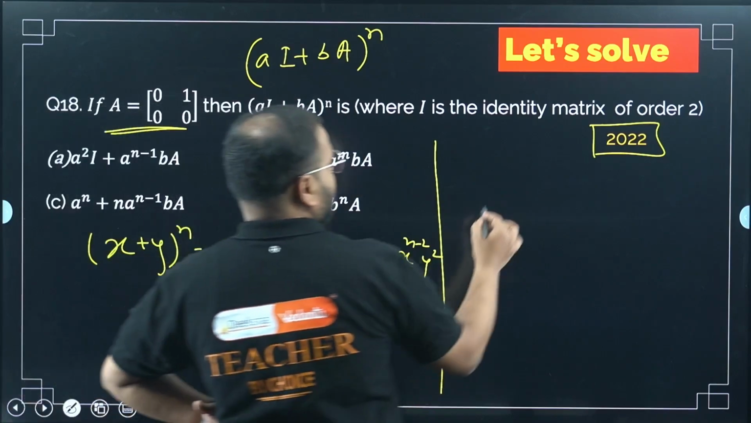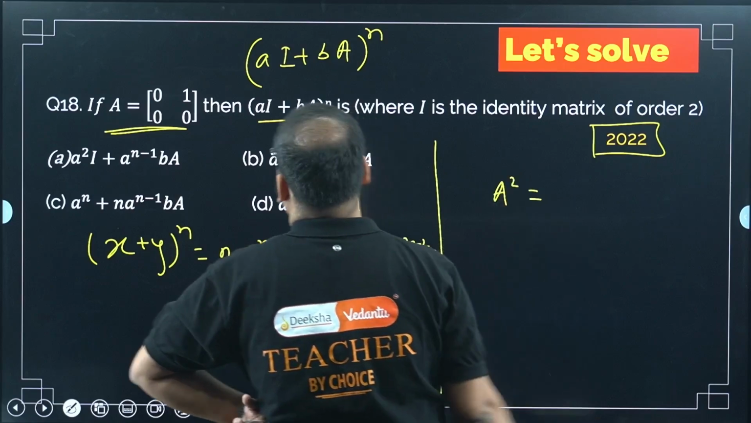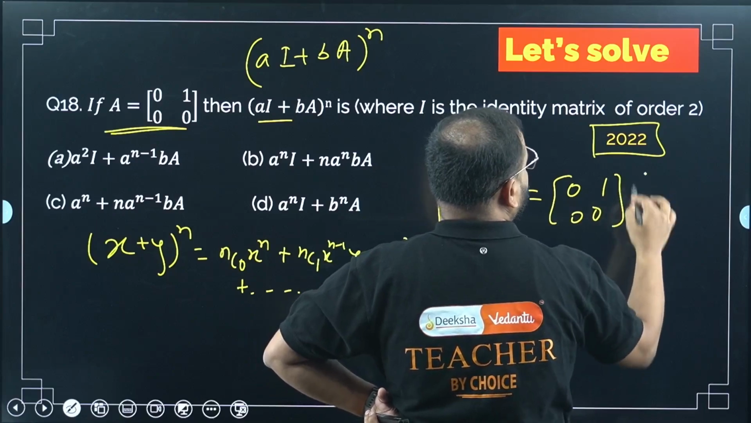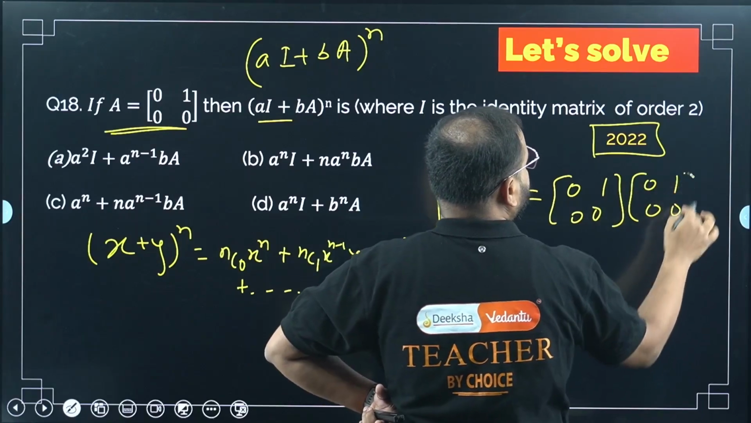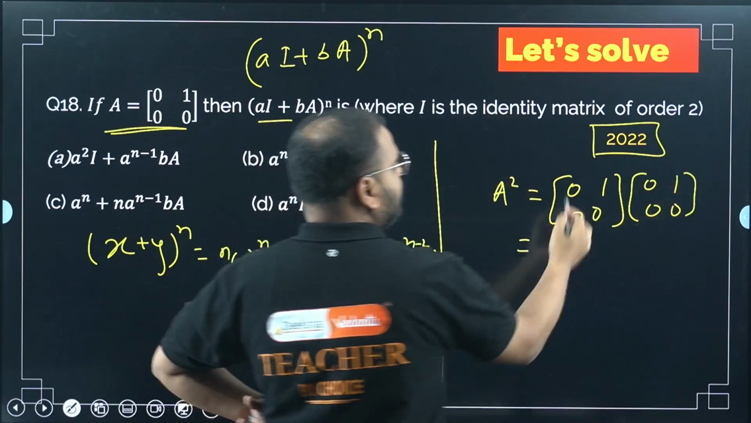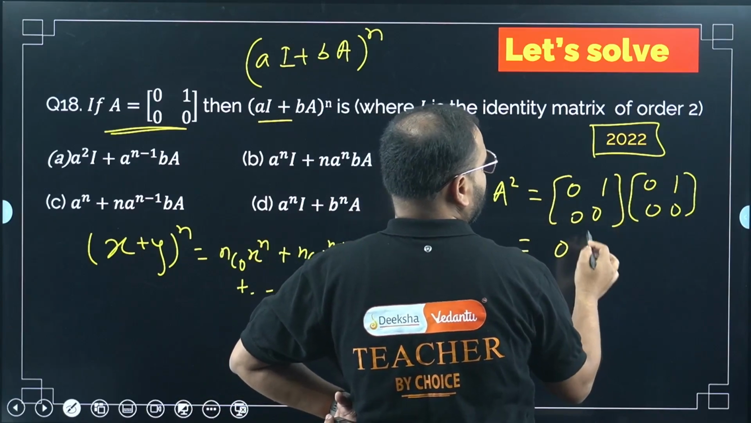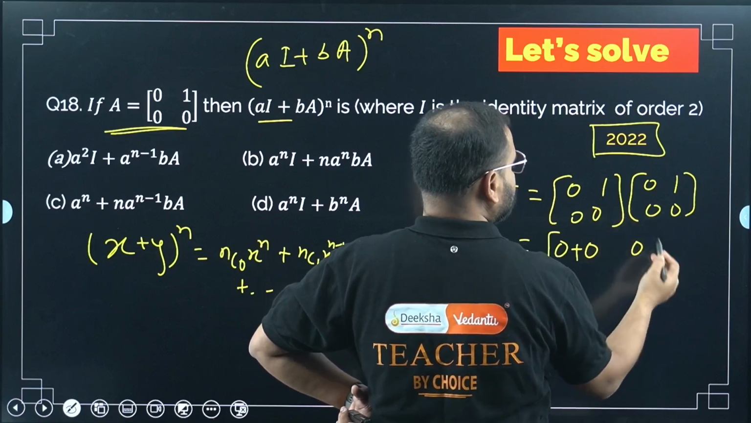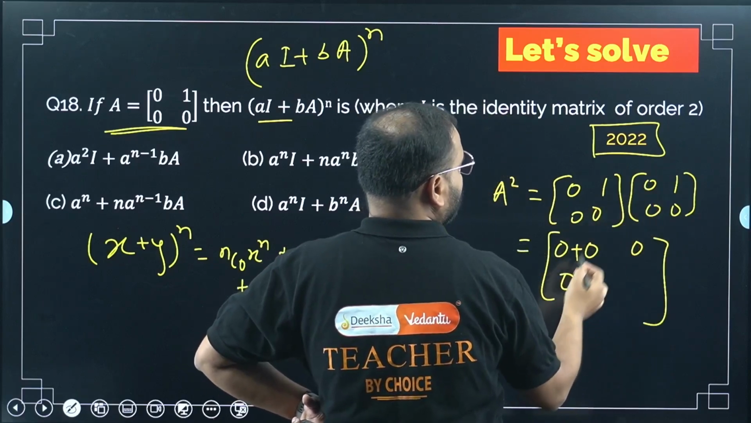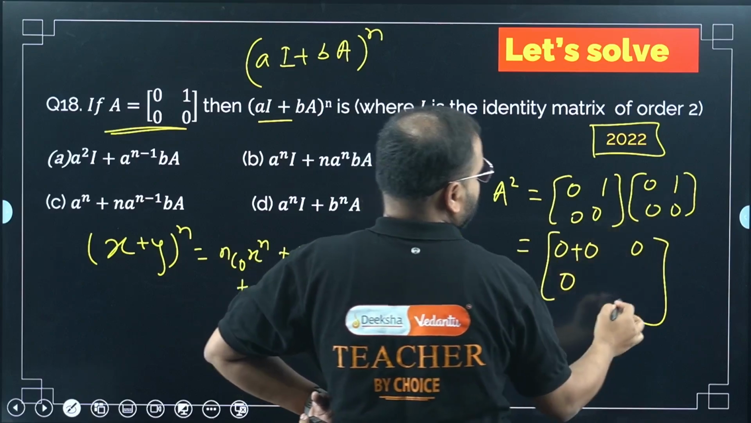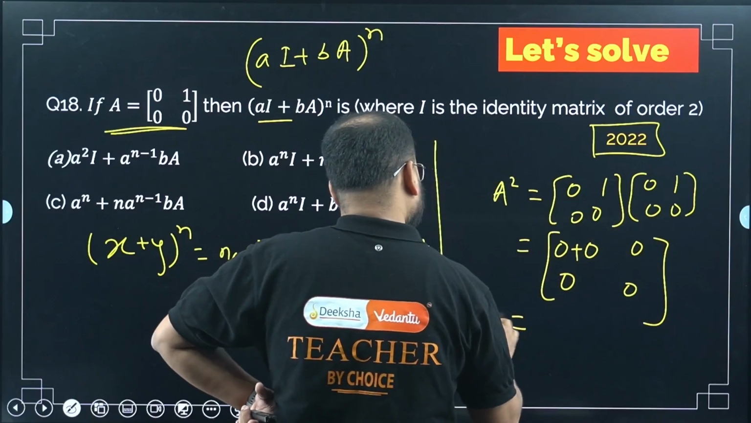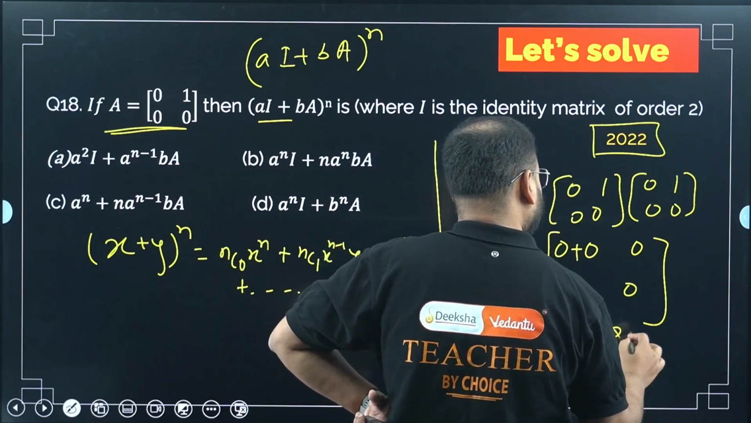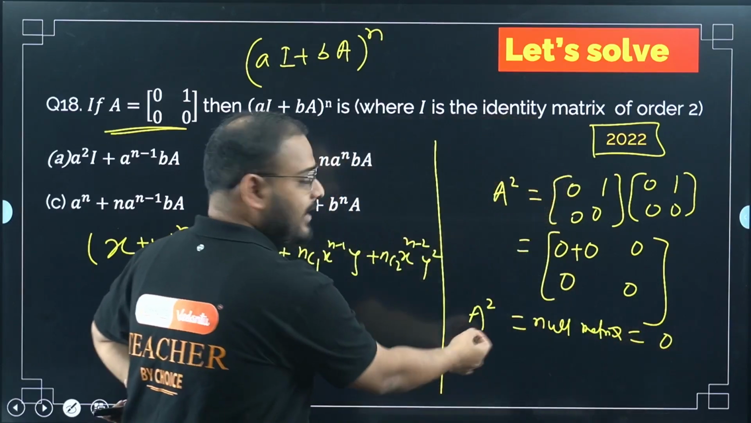One more prerequisite. I want to find the A square value. You'll see why in a little time. [0 1; 0 0] multiplied with [0 1; 0 0]. Please find this value. 0 times 0, plus 1 times 0, is 0. So the first is simply 0. Second one, 0 times 1 plus 1 times 0, again 0. 0 times 0 is 0, and the last one is again 0. What am I getting? I'm getting my A square as the null matrix, simply 0.